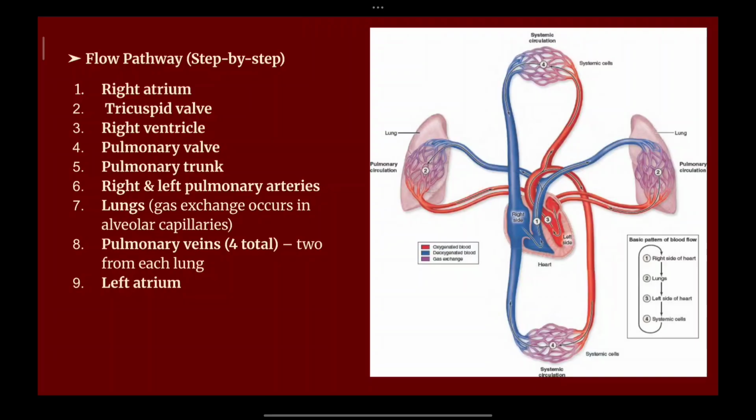So that is how the pathway of the deoxygenated blood to the lungs and back to the heart happens. It is in 9 steps, so you can remember them. An easier version: from the right side of the heart to the lungs to the left side of the heart. That is how the pulmonary circulation works.